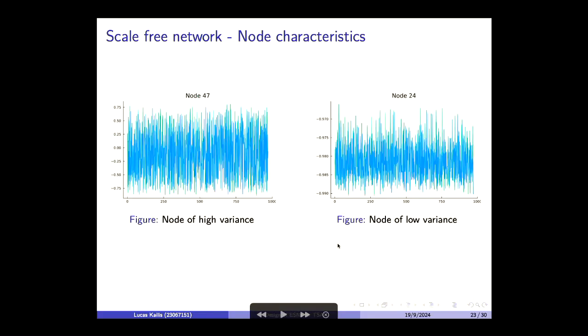So to understand what's going on beneath the hidden layer, we find that some of the nodes in the scale-free network have high variance between that -1 to 1 range, and then there are some that stay very close to either -1 or 1. And we propose that the nodes that stay very close to -1 or 1 and have low variance are not so much responsible for the information that leads to the embedding.